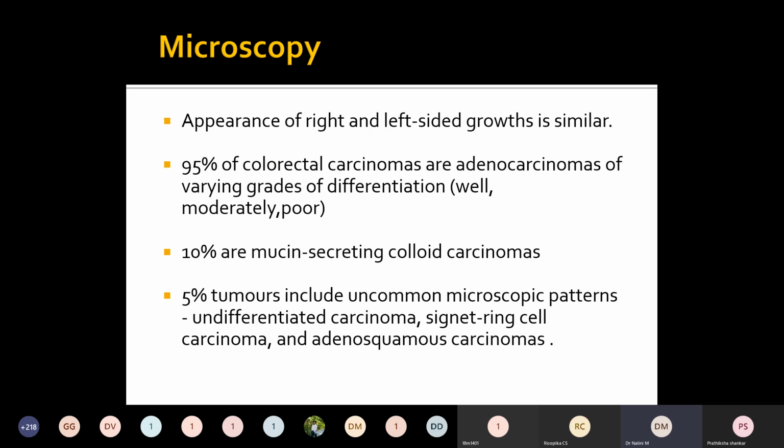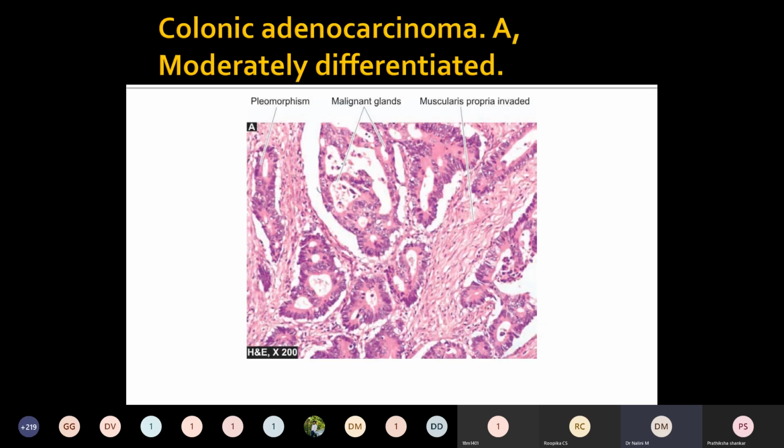Microscopically, they are both the same. Okay, microscopically both are the same. Most commonly it is an adenocarcinoma, like how we see in any other part, like how we have discussed till now. It could be well differentiated, moderately or poorly differentiated, but very rarely they could be mucin secreting colloid carcinoma too. Okay, and very few of them show uncommon microscopic patterns.